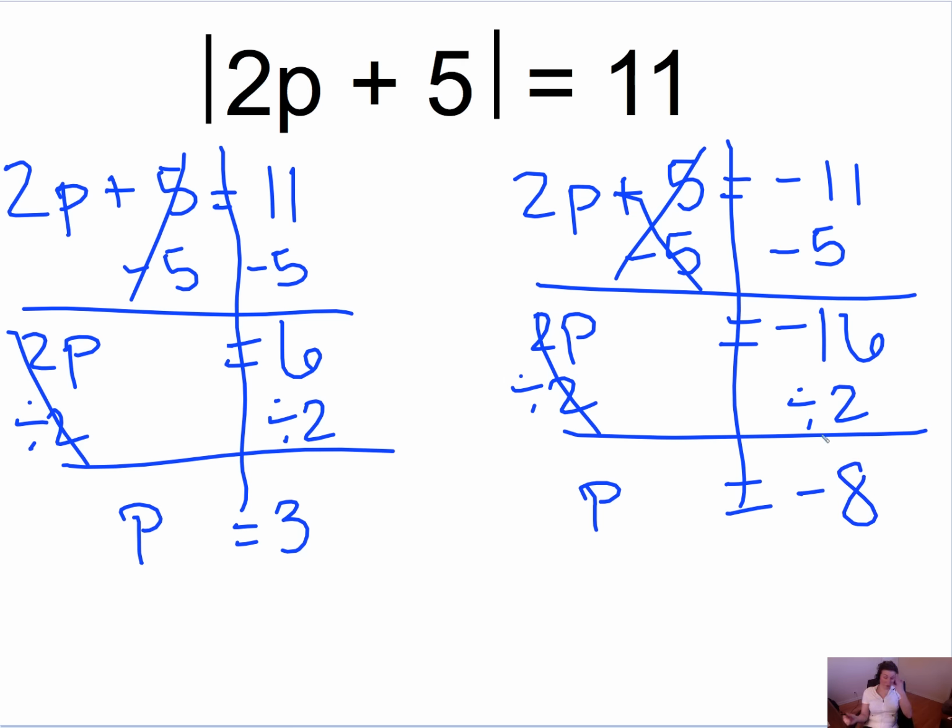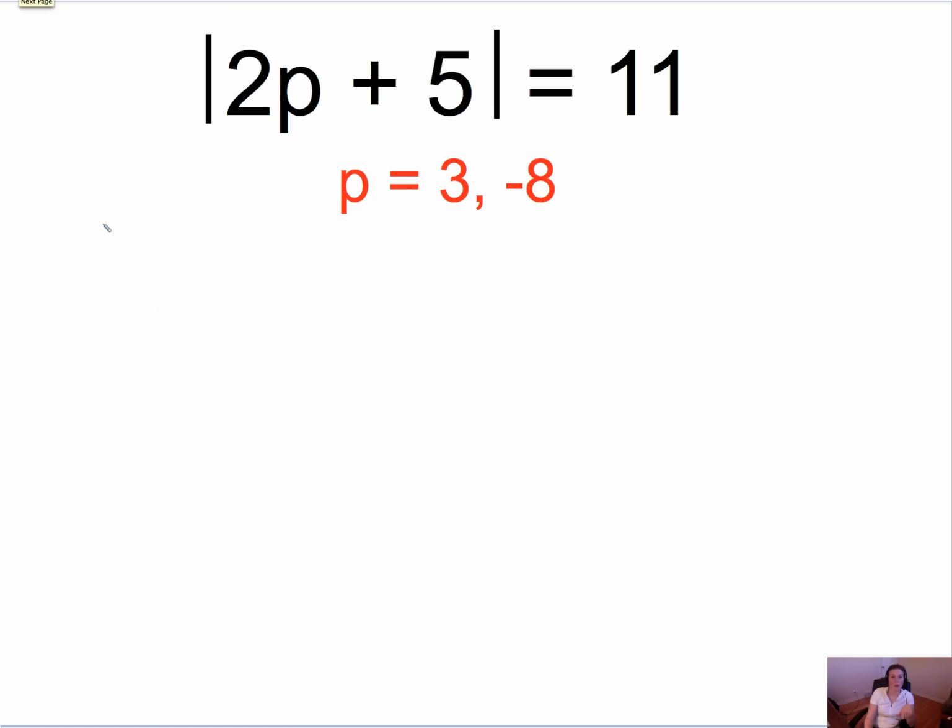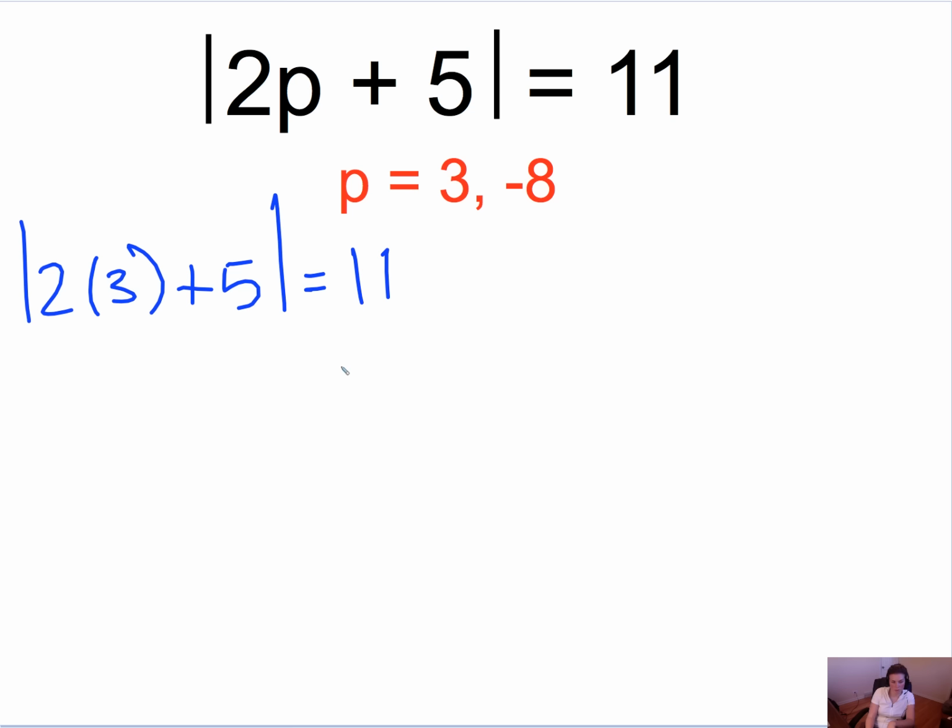What that means is if we plug in either of these solutions, it should make a true statement. So let's prove it and check it. We think p is 3 or negative 8. So I have that here. So first we'll take the absolute value of 2p. Oops, I want to plug that in though. Let me erase that. We want to do the absolute value of 2 times 3 plus 5. We want to see if that's equal to 11.